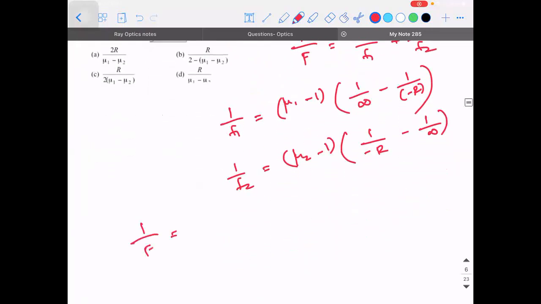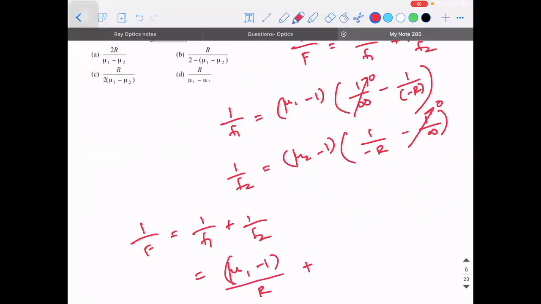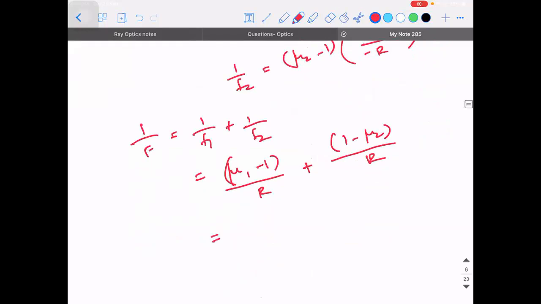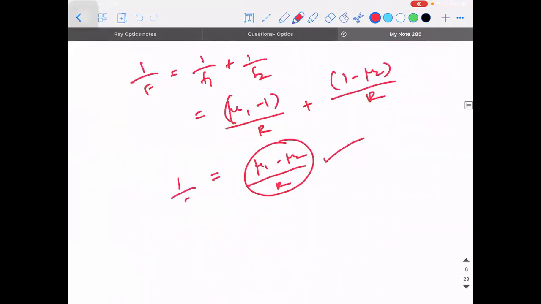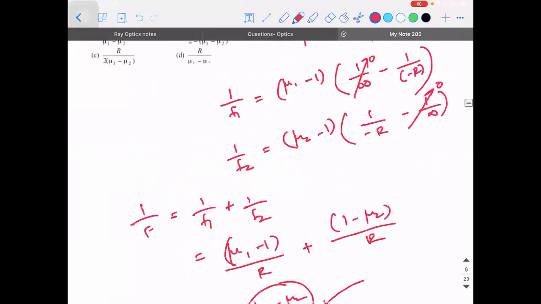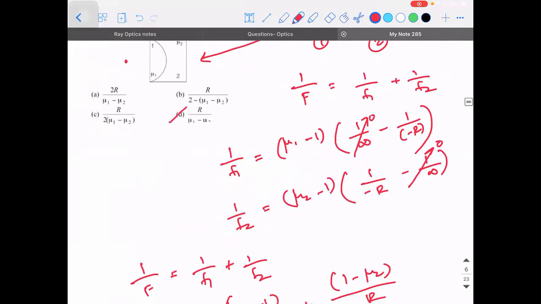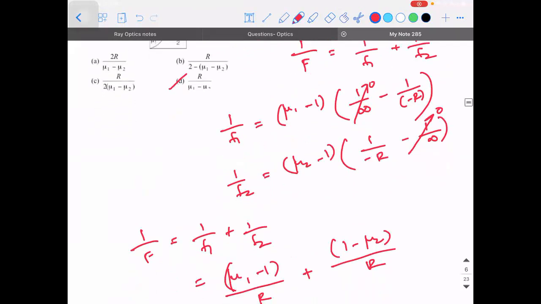So 1 by capital F is how much? This is gone, 0, this is gone, 0. Mu1 minus 1 divided by R plus 1 minus mu2 divided by R. This is 1 by F. So F will be R divided by mu1 minus mu2. Is there an option like this? Guys, did you understand? Yes, sir.